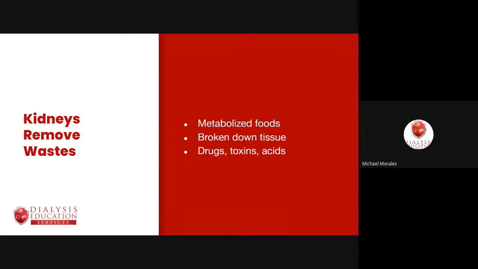Okay, so when you metabolize foods, urea is produced mainly through protein, specifically high biological value protein, like what you take in from milk and cheese and eggs and meat.